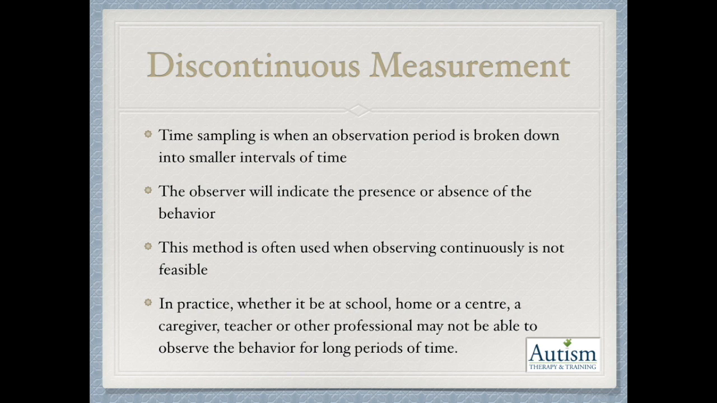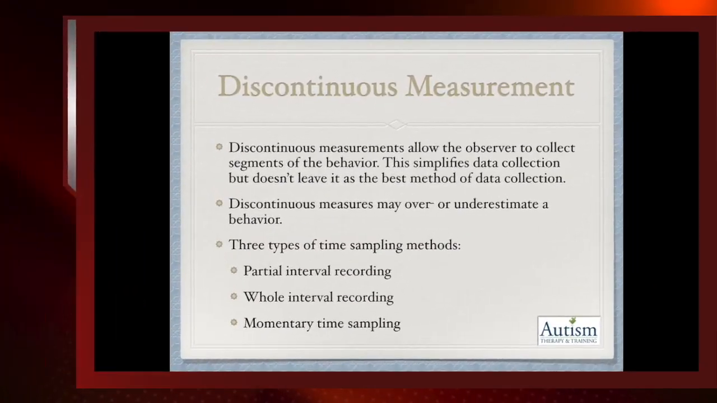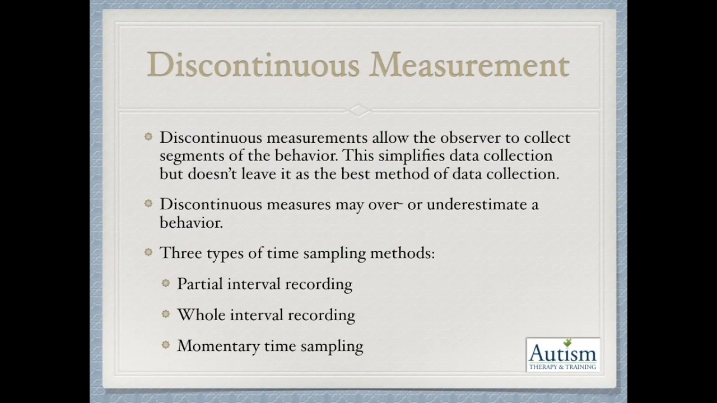In practice, whether it's at school, home, or a center, a caregiver, teacher, or other professional may not be able to observe the behavior for long periods of time. Discontinuous measurements allow the observer to collect segments of the behavior. This simplifies data collection, but it isn't the best method of data collection. It's important to be aware of this. Since you are only taking a sample of the behavior, you may over or underestimate it. There are three types of time sampling methods: partial interval recording, whole interval recording, and momentary time sampling.